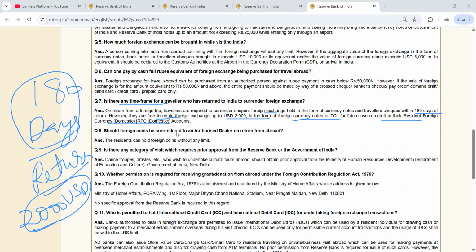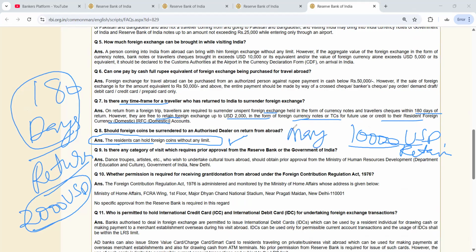So, should foreign coins be surrendered to any authorized dealer on return from abroad? The resident can hold foreign coins without any limit. So if they have coins worth 10,000 USD, they can retain them. There is no limit. Like here it is given, there is no limit for coins. This question was also asked in the May exam. So this topic is a favorite of the examiner. He will definitely pick a 2 to 3 marks question from this area, to know whether you know the guidelines related to these foreign exchange facilities.